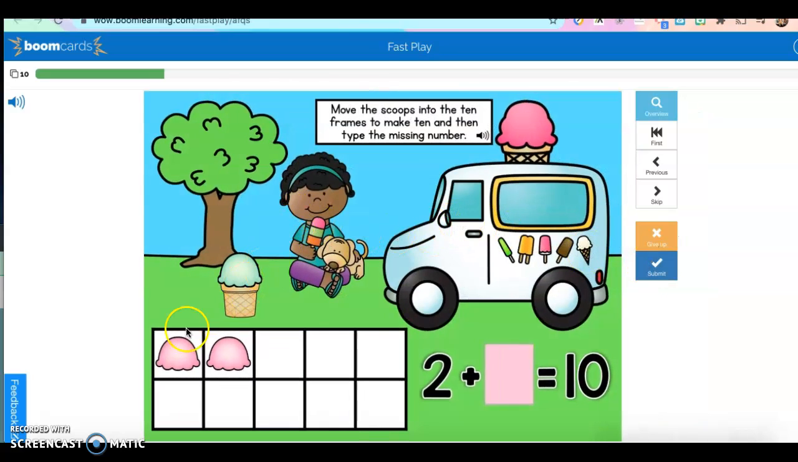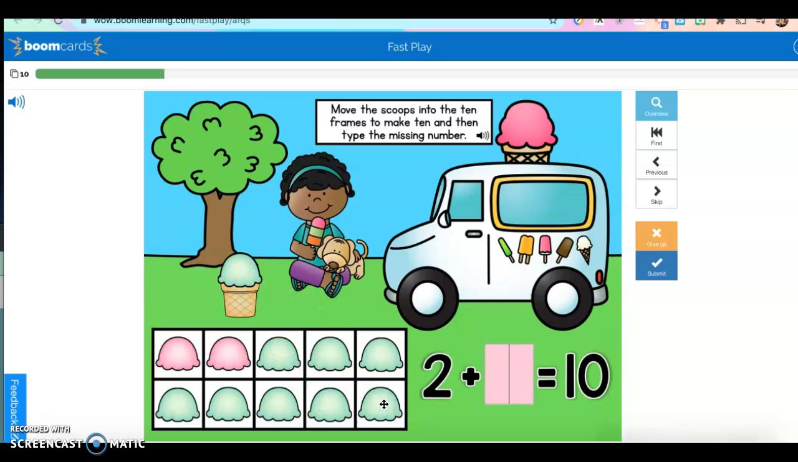All right. So how many pink scoops do we have in the 10 frame? 1, 2. So there are 2 here. So 2 plus, how many more do we need to make 10? Let's count it. 1, 2, 3, 4, 5, 6, 7, 8. So how many blue scoops do we have? 8. So how many more do we need to make 10? We're going to type in 8.